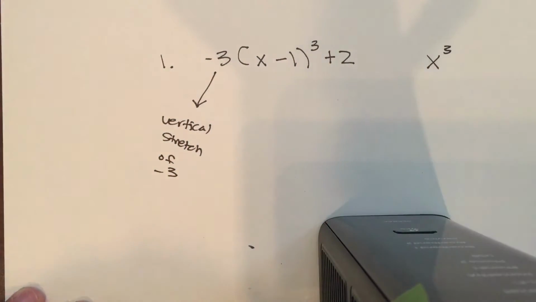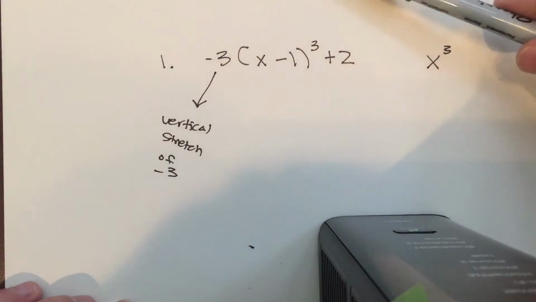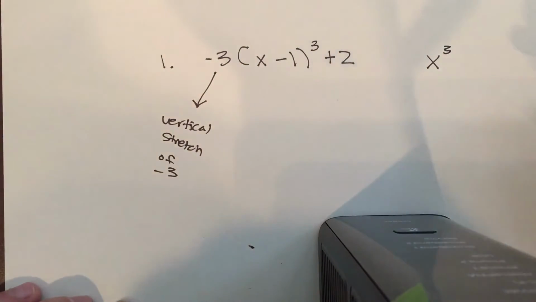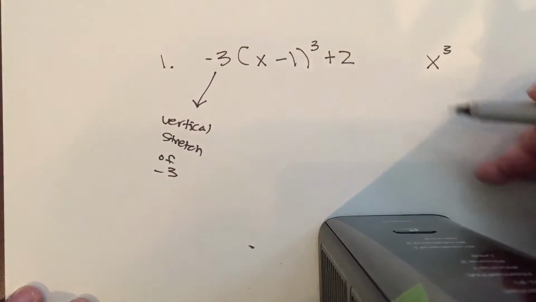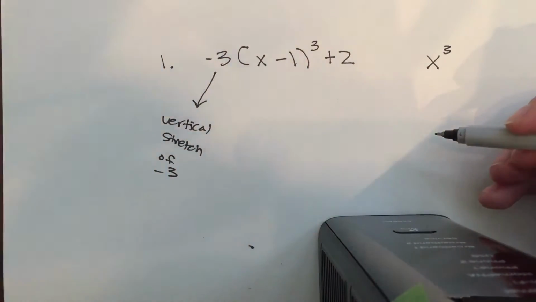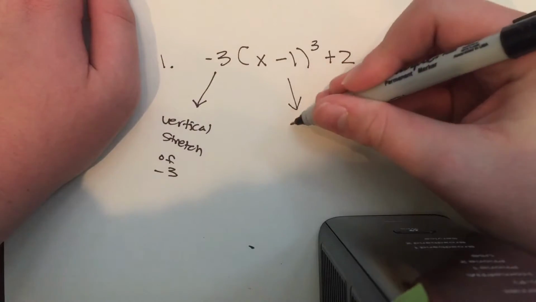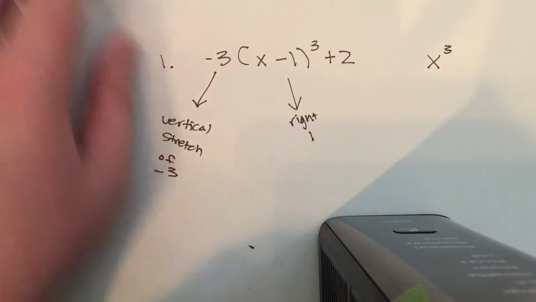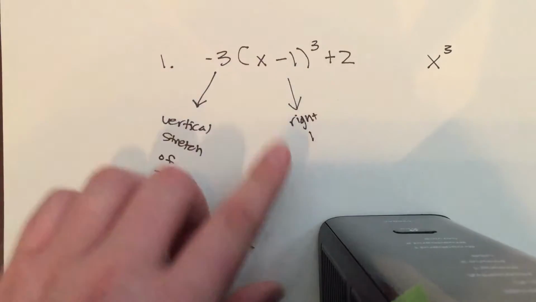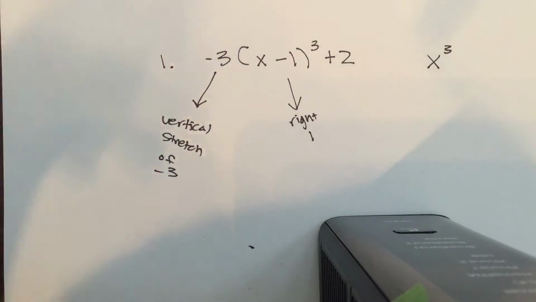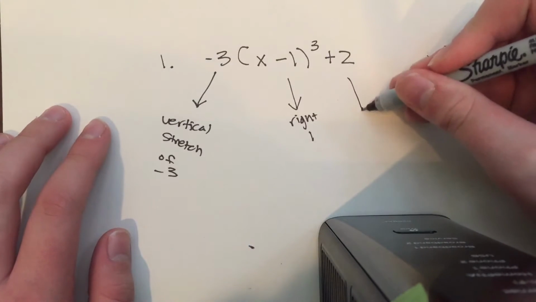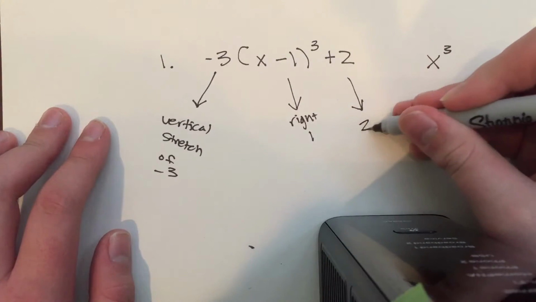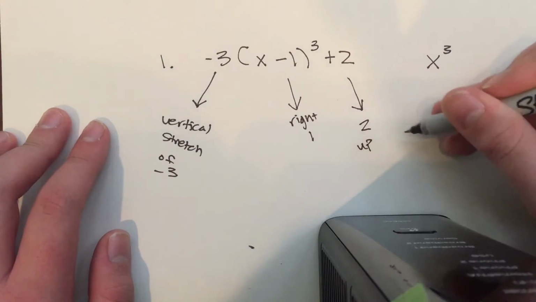So there's that. And then we don't have a b, so there's no horizontal stretch or compression. And right here we have a -1, but you always flip the sign when you're actually graphing. So this makes it go right 1. So originally, if you just did -1, it would go left 1, but since you flip the sign, you make it go right 1. Now, for k, this means up or down, so we would move our point 2 up. So we would go up 2.